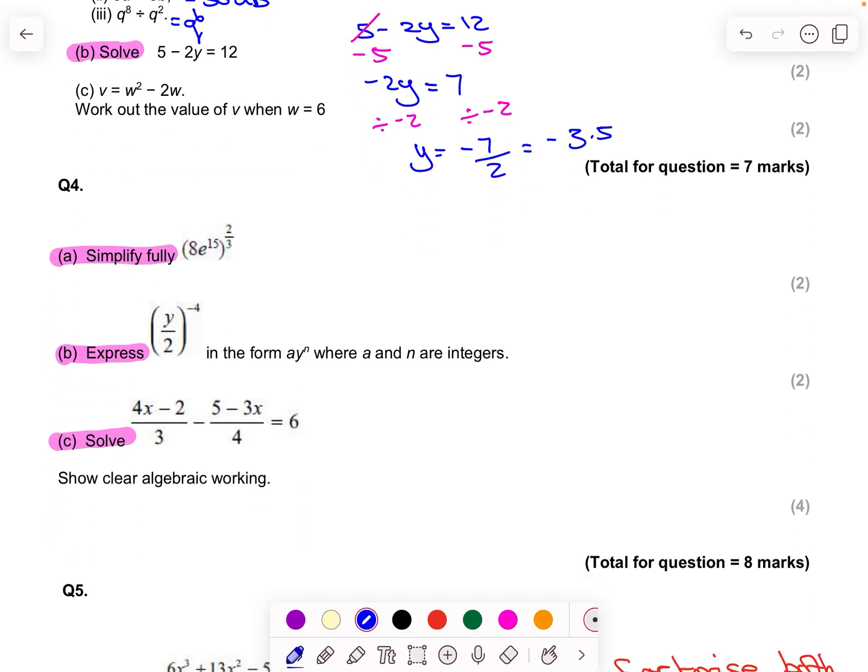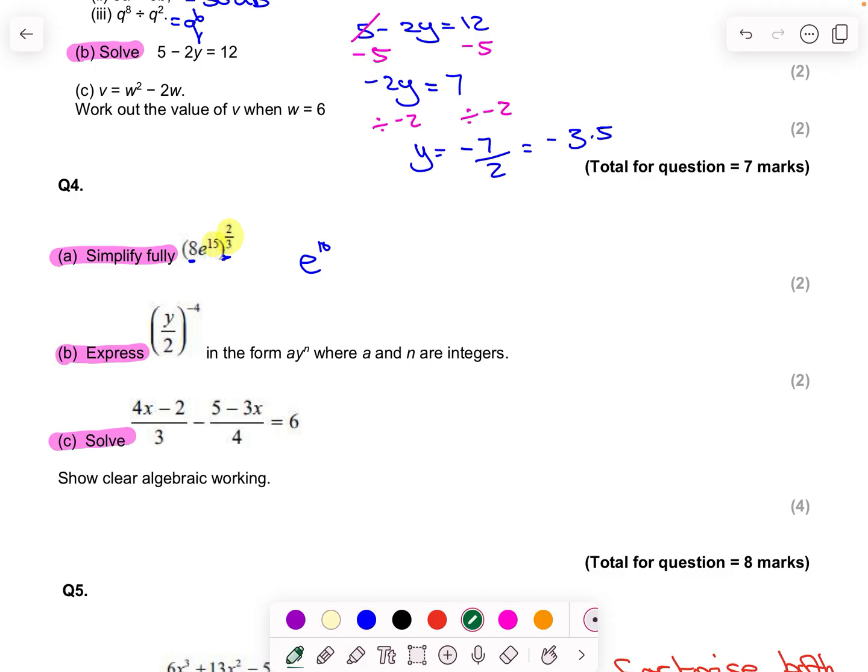Next one. So remember, when they're next to each other like this, we're going to multiply. So 15 times 2/3. So 1/3 is 5, and then 2/3 must be 10. So we get e to the power of 10. So that's a nice easy part. The hard part is doing 8 to the power of 2/3.